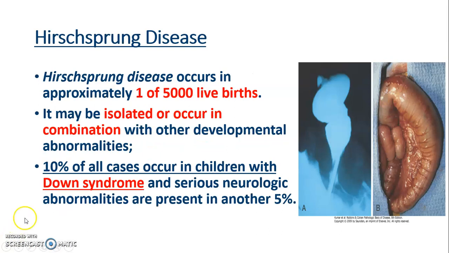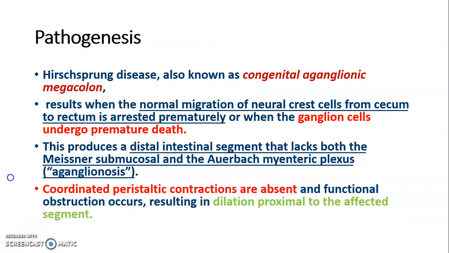Another important congenital disorder is Hirschsprung disease. Hirschsprung disease occurs in approximately 1 of 5,000 live births. It may be isolated or occur in combination with other congenital abnormalities. 10% of all cases occur in children with Down syndrome. So 10% of cases are in Down syndrome, and serious abnormalities are present in another 5%. Hirschsprung disease is also known as congenital aganglionic megacolon.